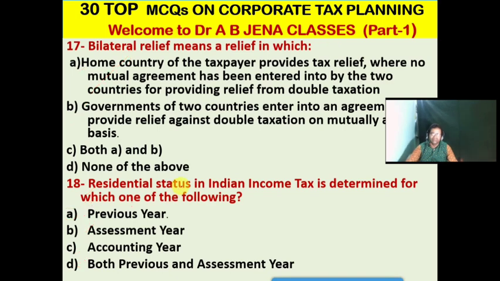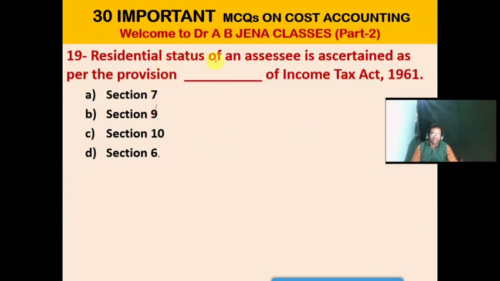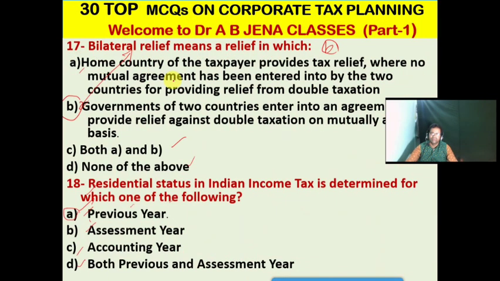So next one MCQ, the residential status of an assessee is ascertained as per the provision of dash of Income Tax Act 1961. A. It's section 7. B. It's section 9. C. It's section 10. D. It's section 6. Friends, so D is the right option for this MCQ. I mean section 6 of Income Tax Act will be taken into consideration to ascertain the resident status of an assessee. So D is the right option for this MCQ.